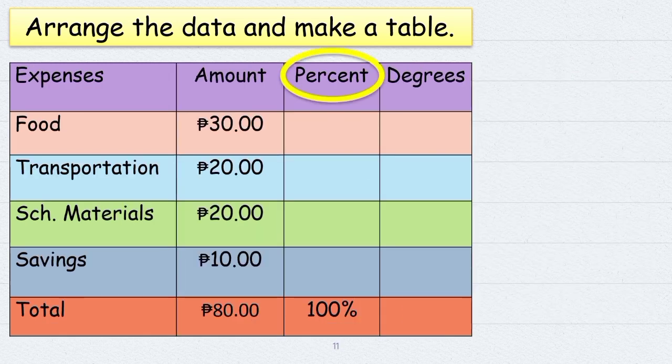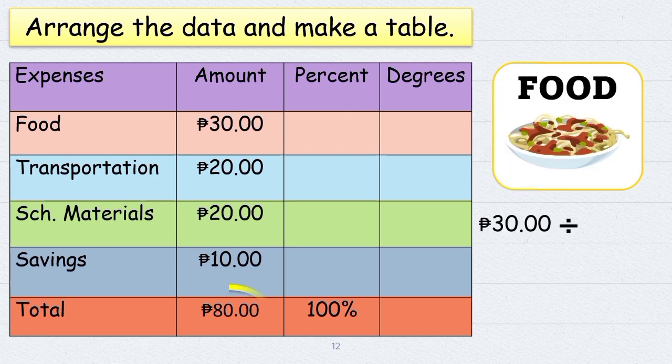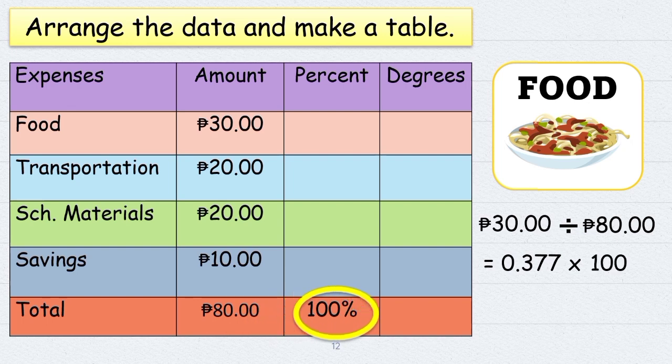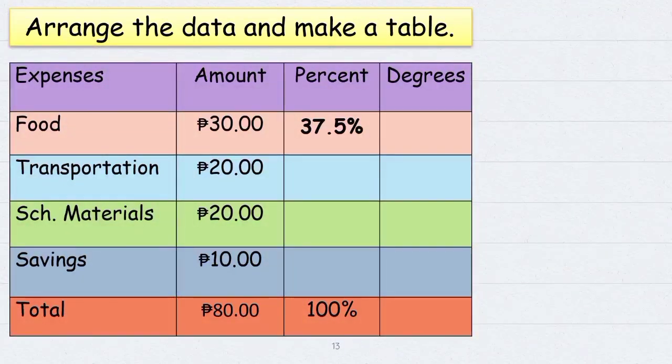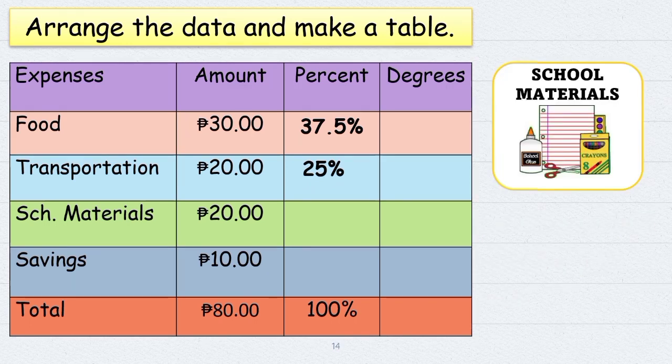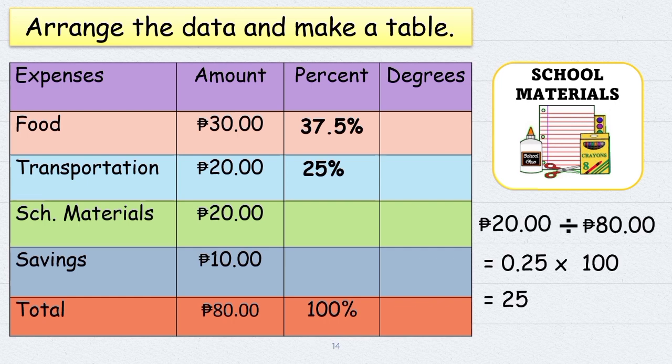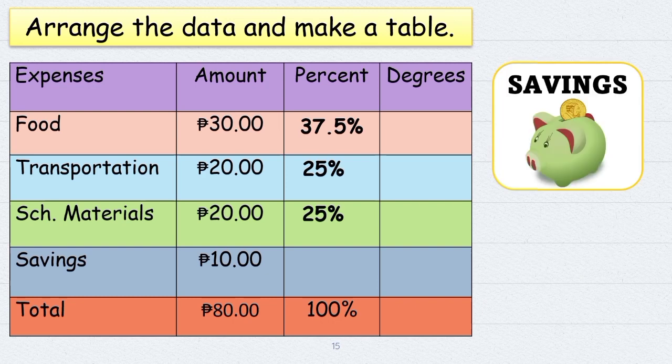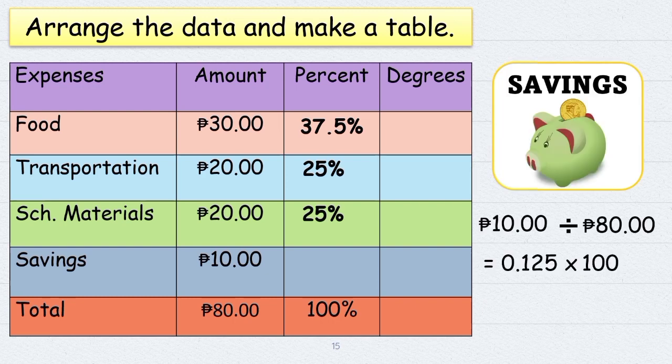Solve for the percent by using division and multiplication. For the food, 30 pesos divided by the total amount of 80 pesos times 100 is 37.5%. Solving for the percent in transportation, 20 divided by 80 times 100 is equal to 25%. School materials is the same as for the transportation. Savings, 10 divided by 80 times 100 is equal to 12.5%.